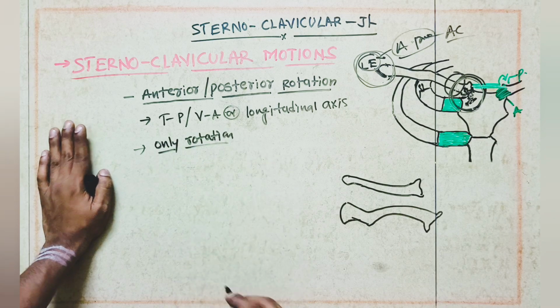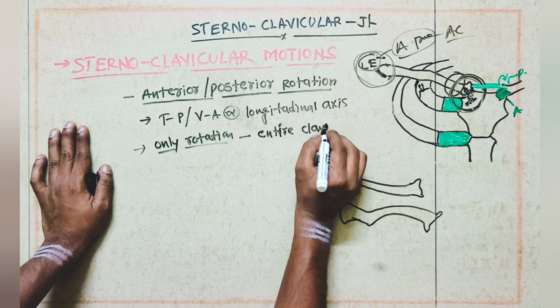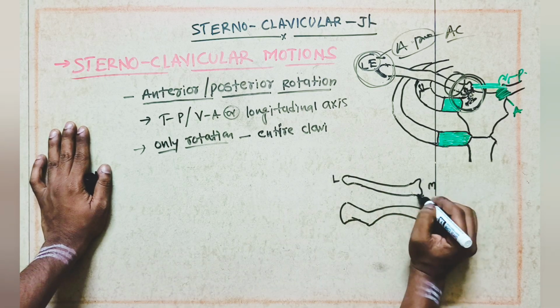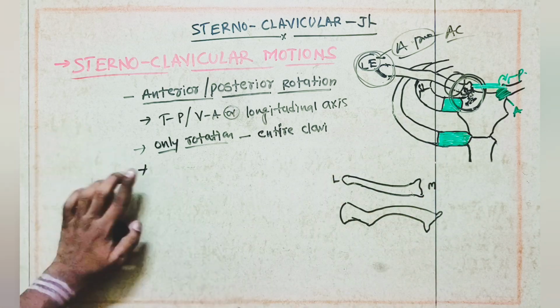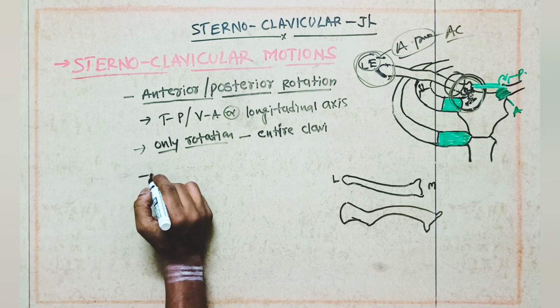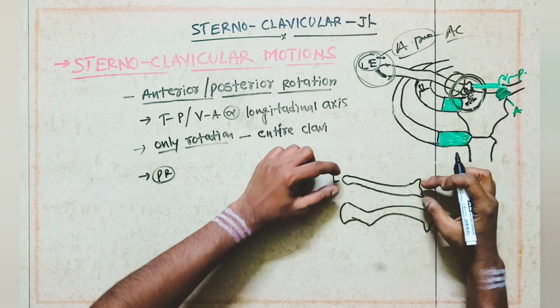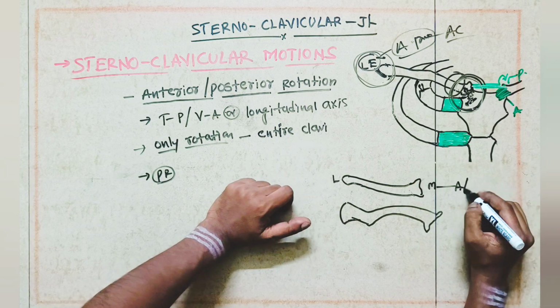Suppose if the rotation is happening in the clavicle, the entire clavicle will move. Suppose this is the medial end, this is the lateral end. Rotating at separate ends is not possible. The entire clavicle is going to rotate. So now first we'll see posterior rotation. If the clavicle is going for posterior rotation, see like this, now we are seeing it anterior, the entire clavicle will go for posterior rotation.